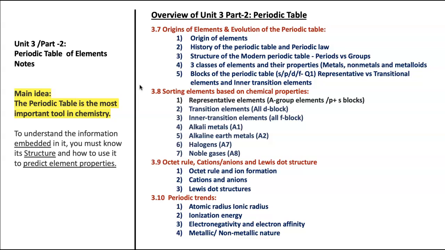So the main idea of this section is that the periodic table is the most important tool in chemistry, and we will be using it a lot. And you will learn how to understand the lots of information that's embedded within it based on its structure, and how to use the structure to predict element properties like atomic radius, ionic radius, ionization energy, electronegativity, electron affinity, metallic and non-metallic nature, and the number of valence electrons and their energy valence shell, and so on.